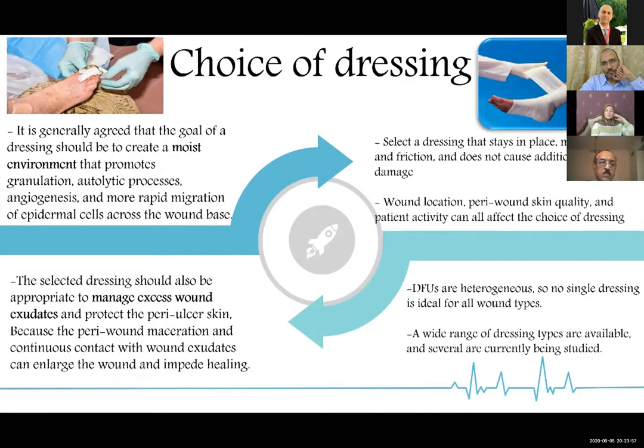The selected dressing should also be appropriate to manage excess wound exudate and to protect the peri-ulcer skin, because peri-wound maceration and continuous contact with the wound exudate can enlarge the wound and impede healing. The dressing should stay in place, minimize shear and friction, and not cause additional harm or tissue damage. The wound location, the peri-wound skin quality, and the patient's activity can all affect the choice of dressing.